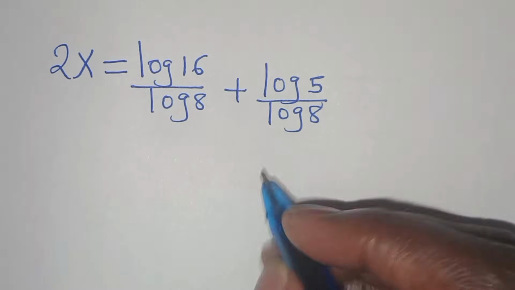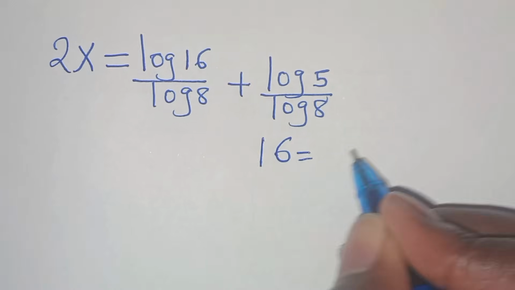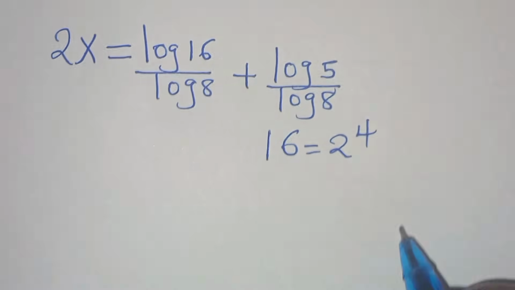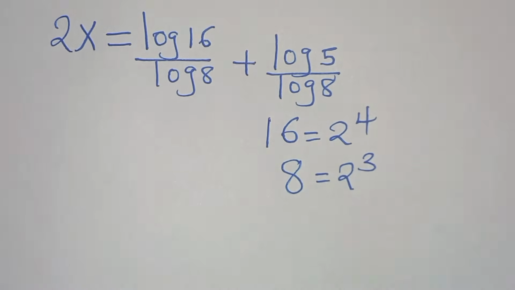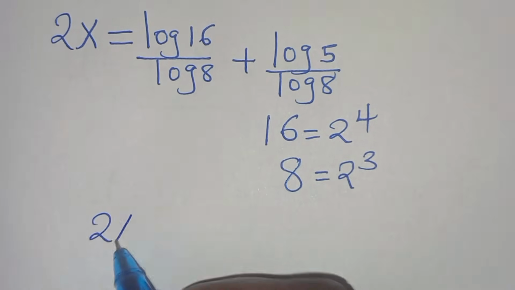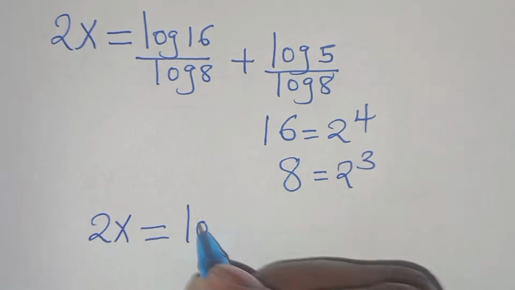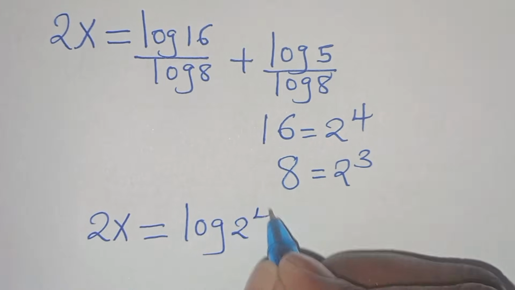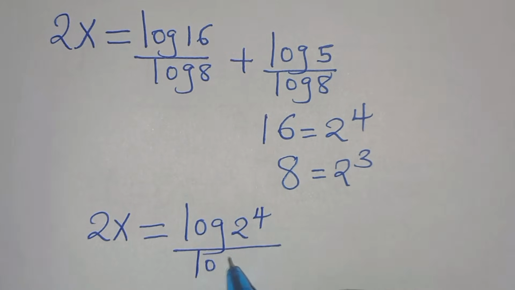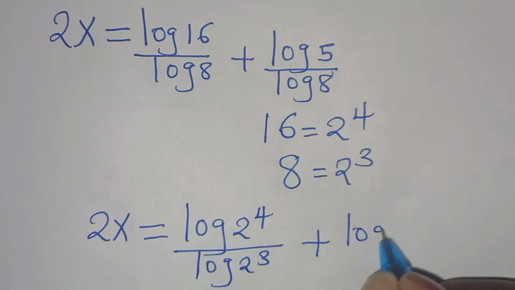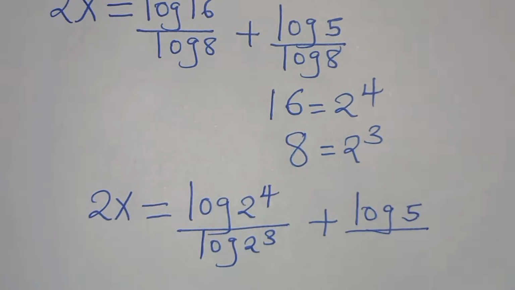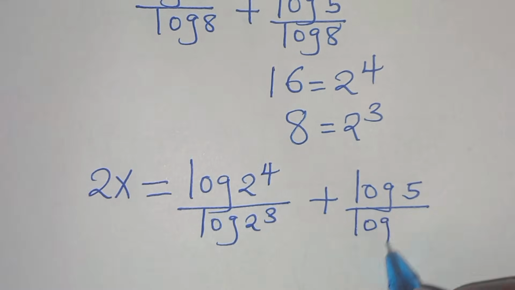Now, the next step is that we can express 16. This is the same thing as 2 to the power of 4. And we can express 8 as 2 to the power of 3. So this implies that we have 2x. This is equal to log 2 to the power of 4 divided by log 2 to the power of 3 plus log 5 divided by log 2 to the power of 3.